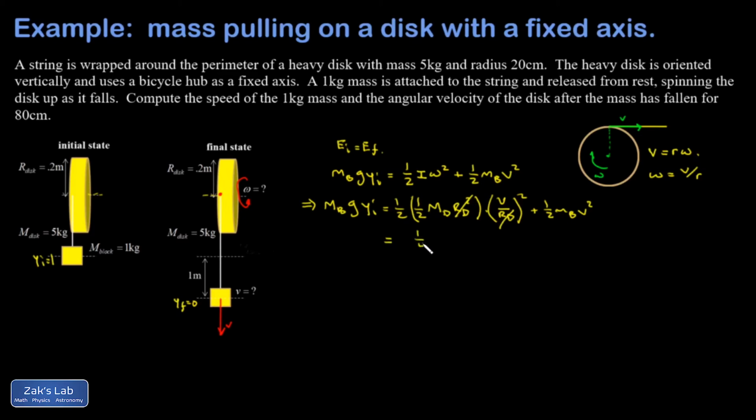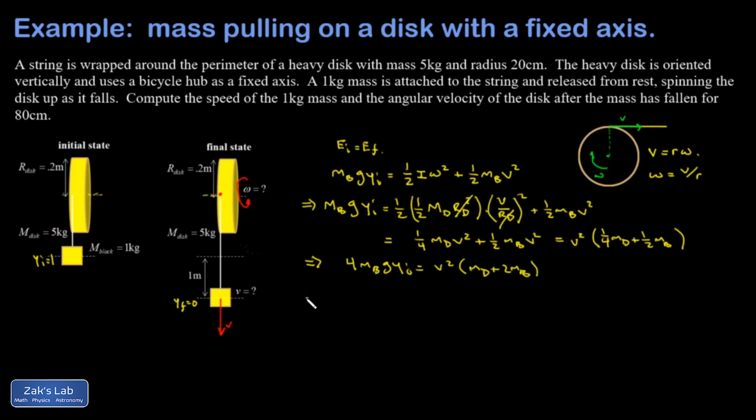And I'll clean things up a little bit. And I get 1/4 mass of the disk, v squared, plus 1/2 mass of the block, v squared. And I can factor out the v squared. So I end up with a v squared times 1/4 mass of the disk plus 1/2 mass of the block. And I may as well multiply both sides by 4. And I end up with a 4 mass of the block g y initial equals v squared times mass of the disk plus twice the mass of the block.